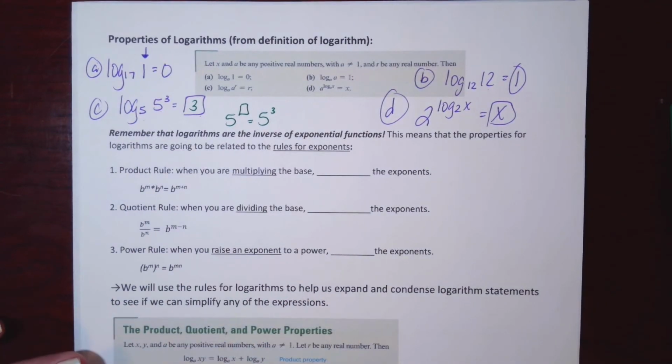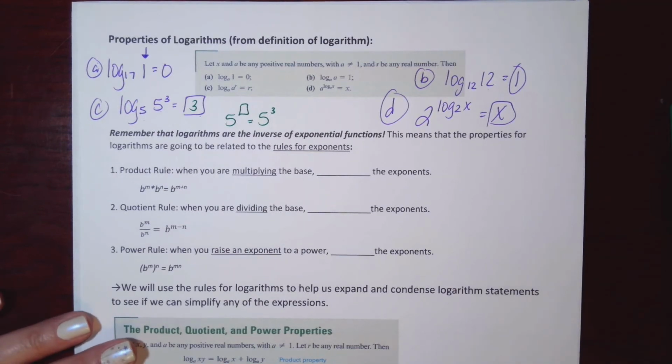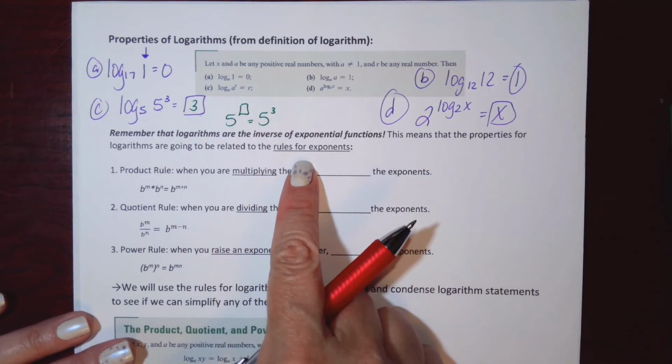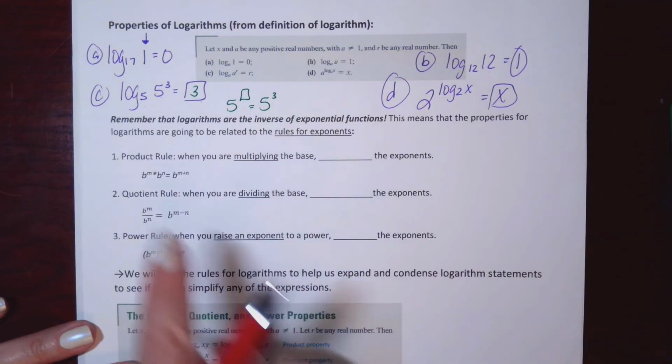More rules for logarithms. Remember that logarithms are the inverse of exponential functions. This means that my properties for logarithms are going to mirror, they're going to be really directly related to our rules for exponents. So let's review our rules for exponents.